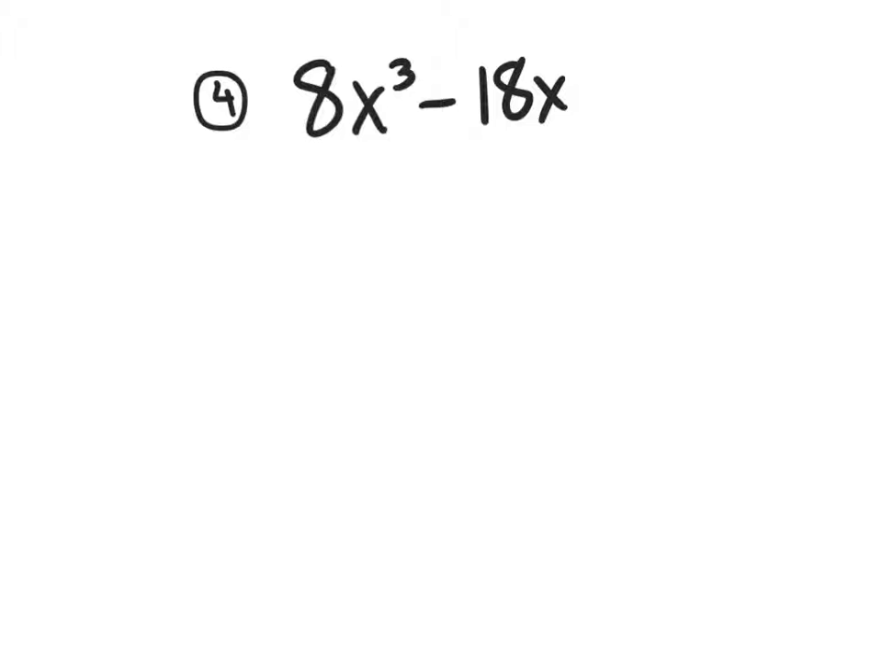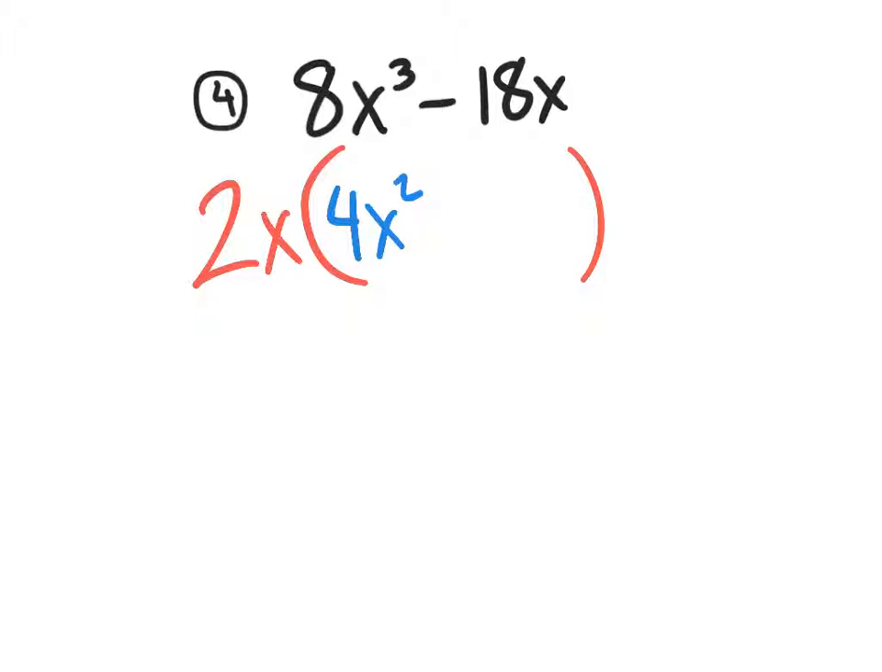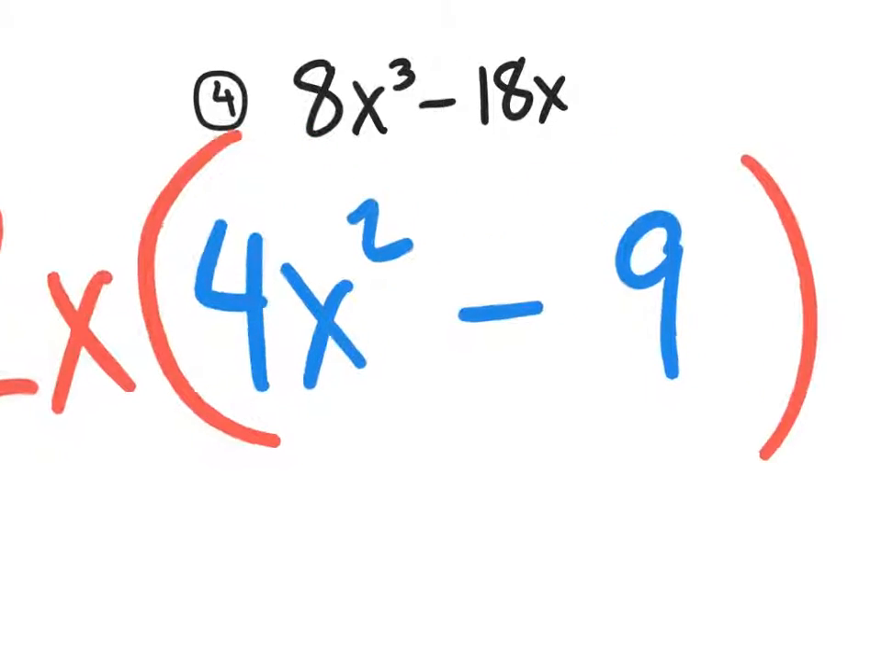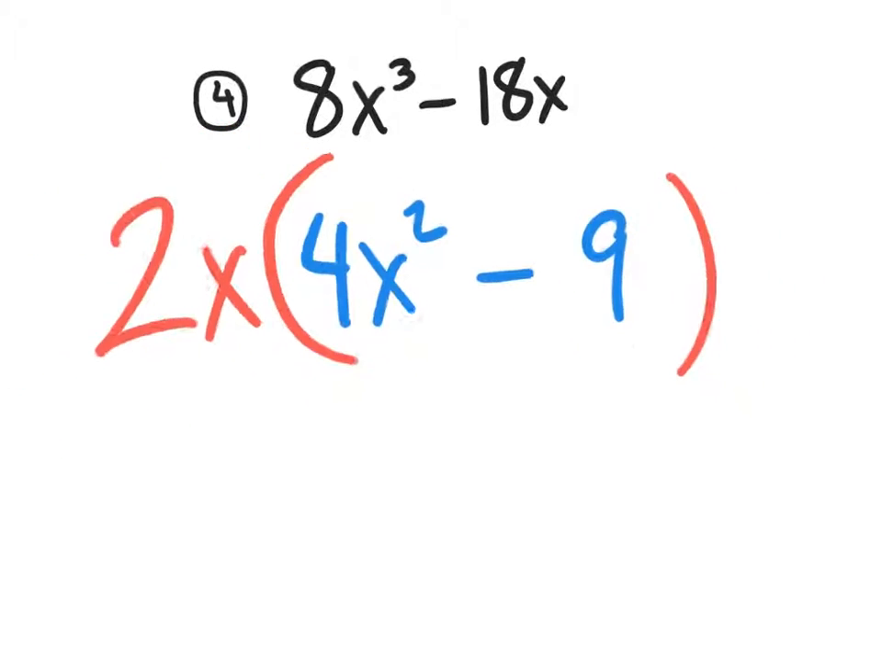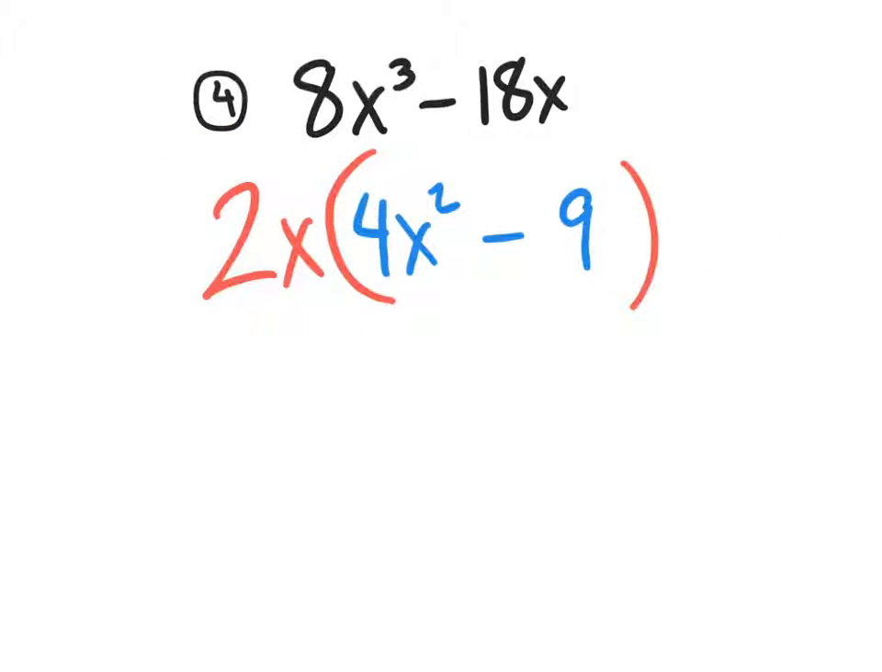So when I look at the 8 and the 18 and the x and the x, what's in common? A 2 and an x. So what would be left over on the inside? A 4x squared, and then a minus 9. Now check this out, guys. We pulled out the GCF 2x. On the inside, that blue part is really a difference of two squares. So I could continue using the difference of two squares factoring method.